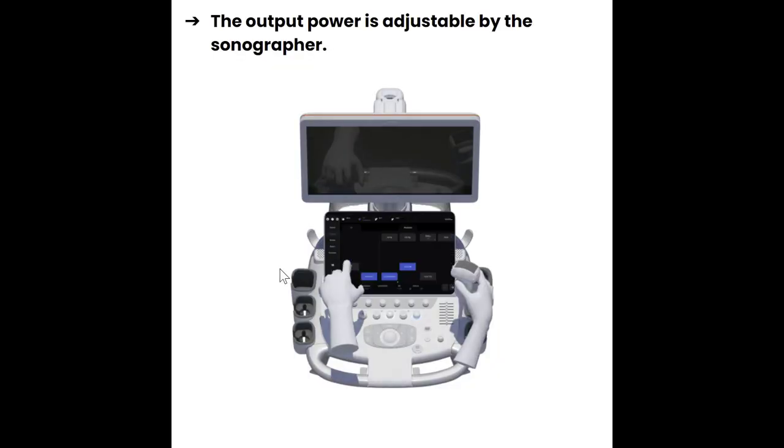The output power is adjustable by the sonographer, and this is why you need to understand that if you increase your output power, you are putting your patient at higher risk. Typically, on most machines, the output power can be adjusted from about 0 volts to 100 volts. When the power is increased, all the echoes returning from the body are stronger. Keyword, all. So when the power is increased, all echoes returning from the body are stronger. When the power is decreased, all echoes returning from the body are weaker. So as a sonographer, you really need to balance how you're going to optimize your picture while reducing the patient's exposure to excessive ultrasound energy.